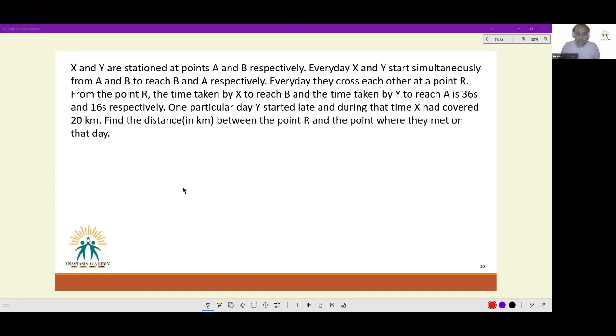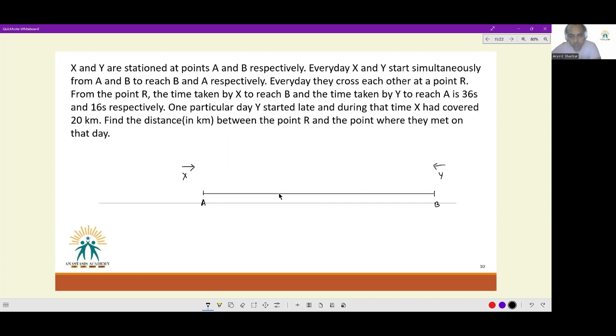X and Y are stationed at points A and B respectively. Every day, X and Y start simultaneously from A and B and reach B and A respectively. First, let me draw points A and B. This is point A, this is point B, this is X, this is Y, stationed at points A and B only. So X starts from here, Y starts from here, and they reach whatever point they reach.